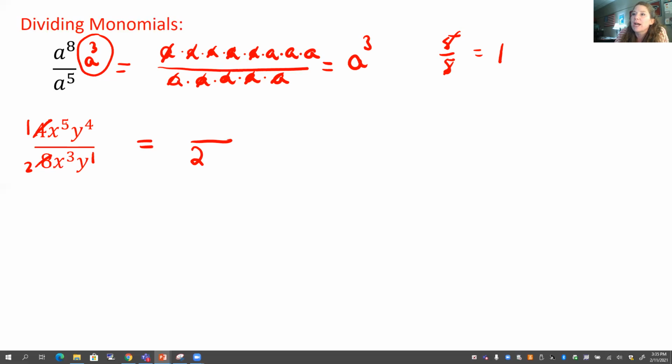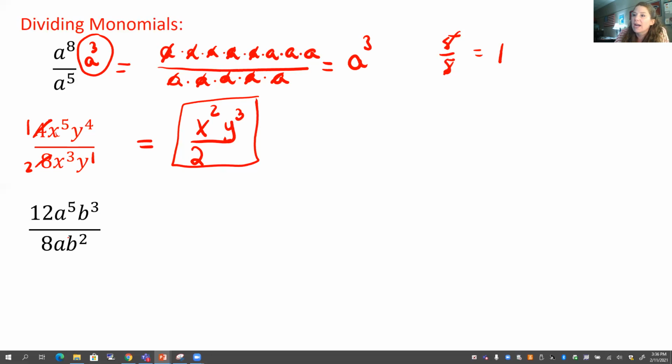And then we're going to subtract those exponents. So 5 minus 3 is 2. There's more x's on top, so that's where it goes in the answer. And then here, 4 minus 1 is 3, and there's more y's on the top than the bottom, so my y's stay on the top. So the only thing in my denominator is a 2. So that's the answer.